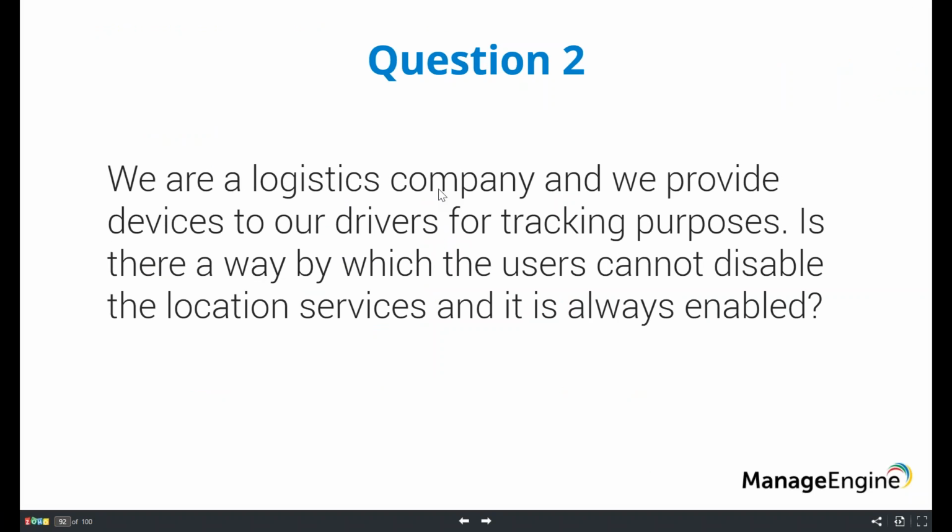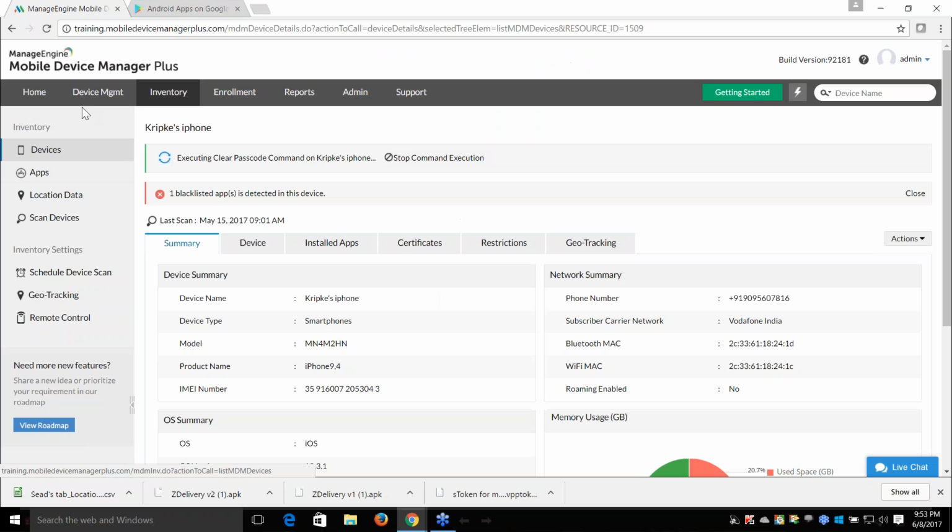The second question is, we are a logistics company and we provide devices to our drivers for tracking purposes. Is there a way by which the users cannot disable the location service and it is always enabled? You can do this again using restrictions. I'll show you how this is done.